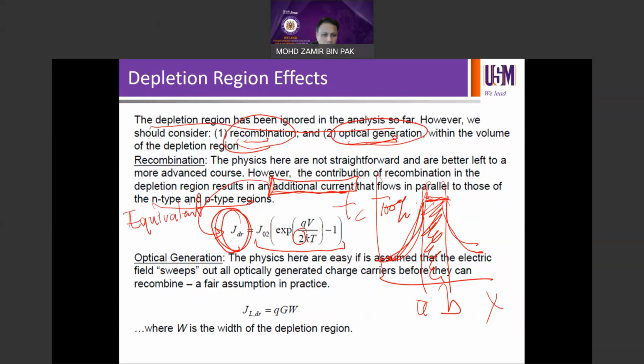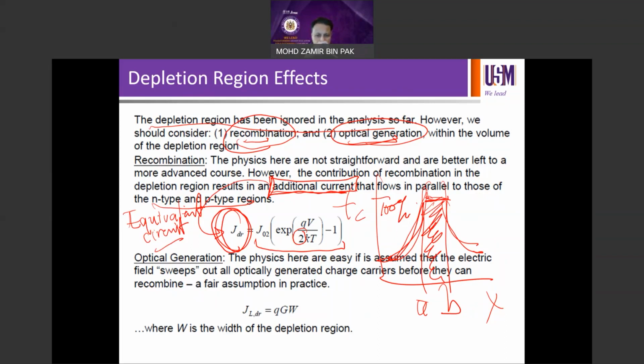You can look up the PV CD-ROM, the PV Education website, to see how it looks on the equivalent circuit when you talk about the current due to recombination within the depletion region, right? You should be able to represent this current within the diode equation and the diode equivalent circuit.